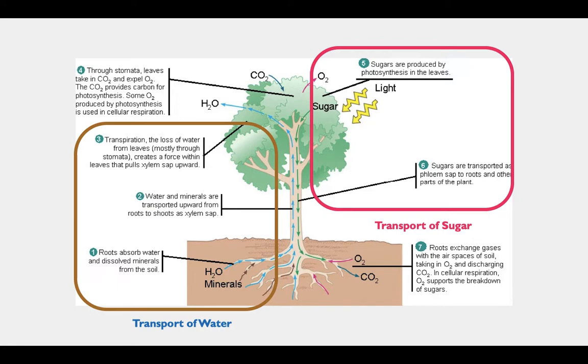5 and 6 are dealing with the transport of sugar. So you can see sugars are produced by photosynthesis in the leaves, and then they are transported as phloem sap to the roots. So that's transported from the leaves down to the roots, whereas the water comes up from the roots and goes to the leaves. And again, you can see that gas exchange also takes place in the roots as well. So you can have a look at 4 and 7 for gas exchange in plants.